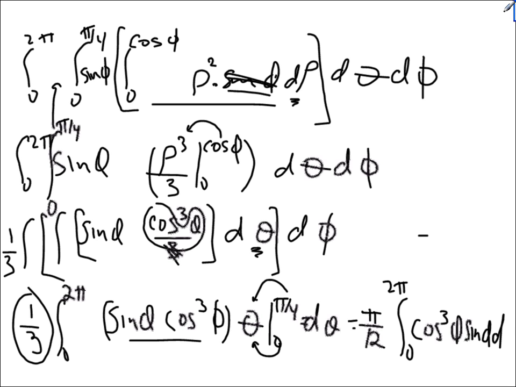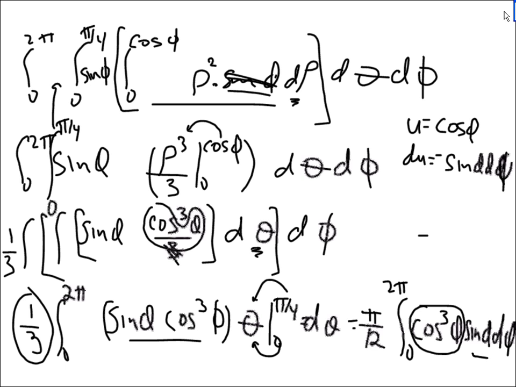Sine phi d phi. Well, again, if I call u cosine phi, well then du is not sine phi d phi, but rather negative that. So this here will be u cubed. But sine phi d phi, it's not exactly du. If I multiply by a -1 inside and outside, now it is correct.